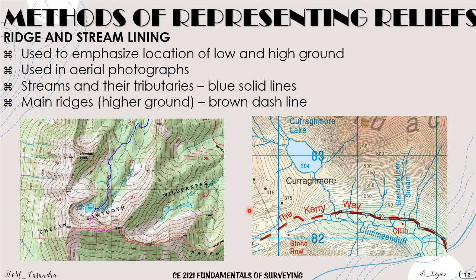So we have here another example. All the blue lines here represent the tributaries of this lake, and then we have here your dash line, which represents the ridge of the mountain.